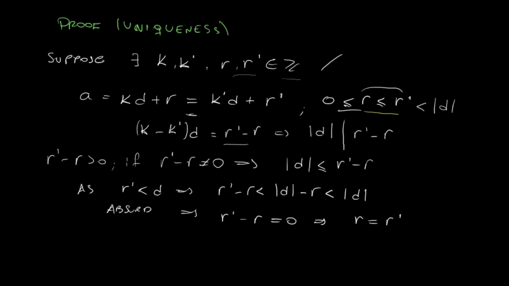So now from this equation we have that k minus k prime times t equals 0, and t is different than 0, so k has to be equal to k prime, and we were able to prove uniqueness.